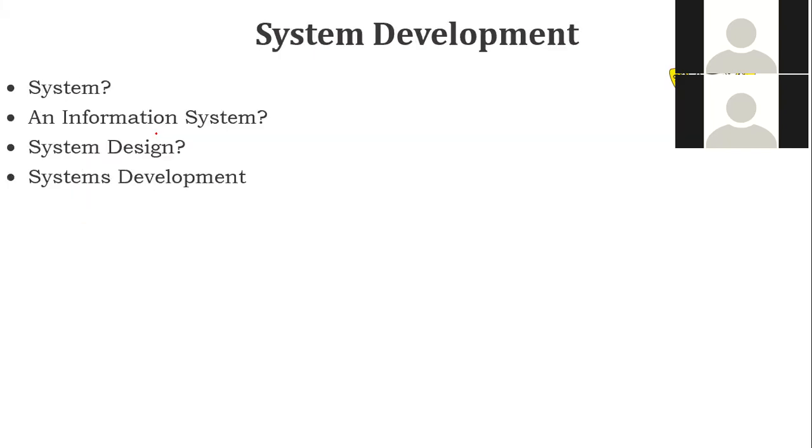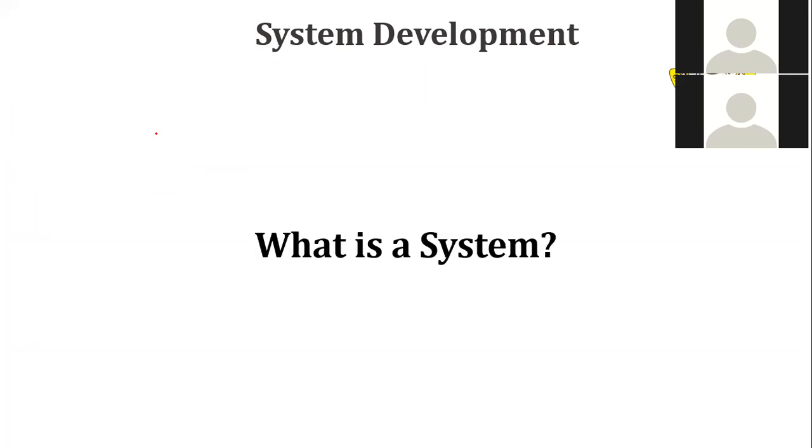So let us start immediately with the first concept, which is system development. Now, under system development, you find different terms: the word system, information systems, system design, and systems development. Let us look at each of these terms or concepts so that we remind ourselves. We already know them from our undergraduate degrees, but let us look at them again just for the sake of it. So the first thing is, what is a system?